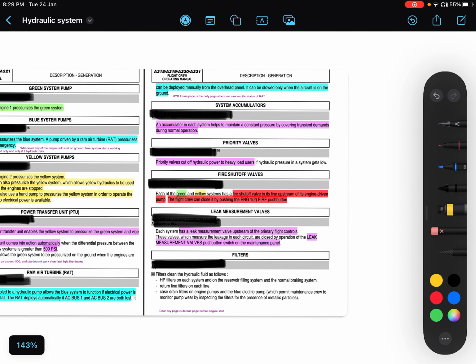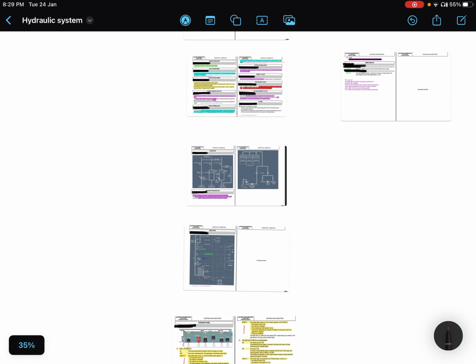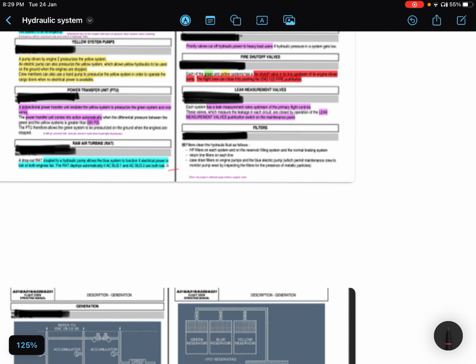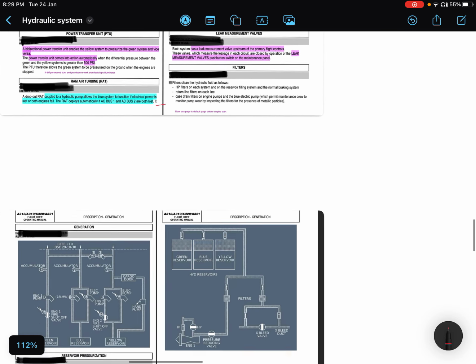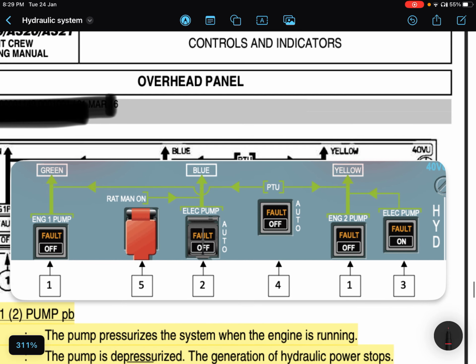Now moving forward, it can be deployed manually from the overhead panel. It can be stowed only when the aircraft is on the ground. I hope it is clear. If not, then I will clarify. It can be deployed from the overhead panel manually. So we have this button on the overhead panel, RAT MAN ON. We will pull this guarded switch, and we will press the button inside it.